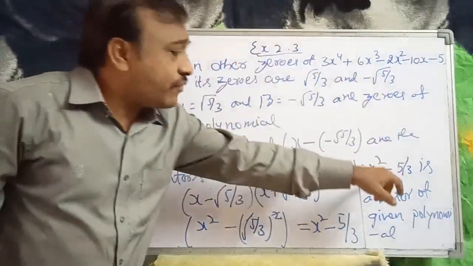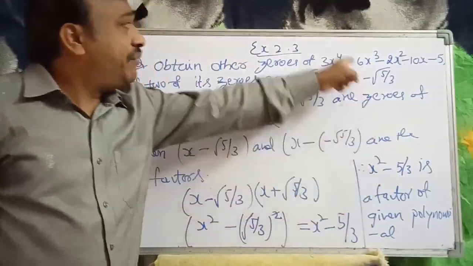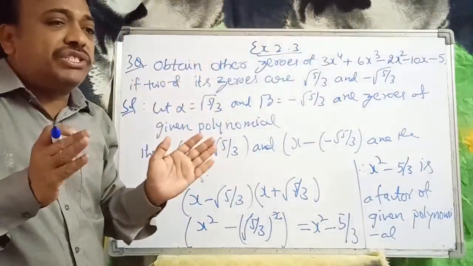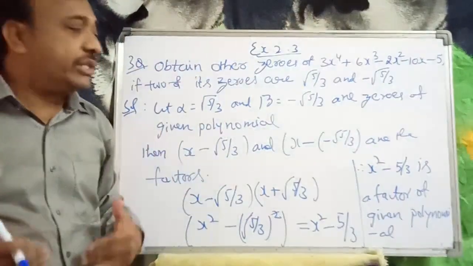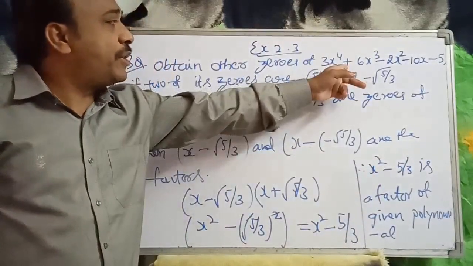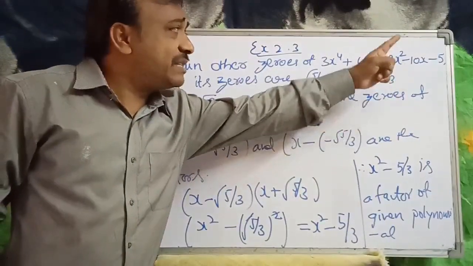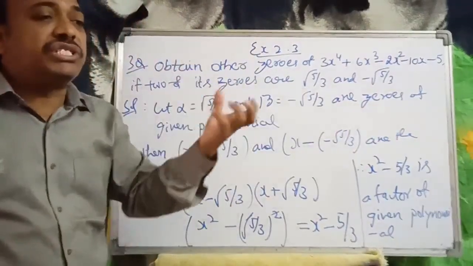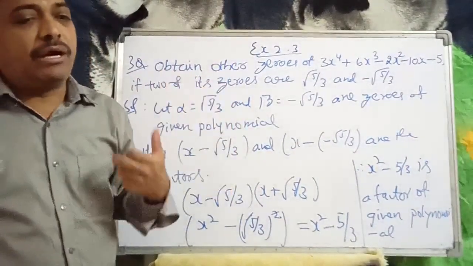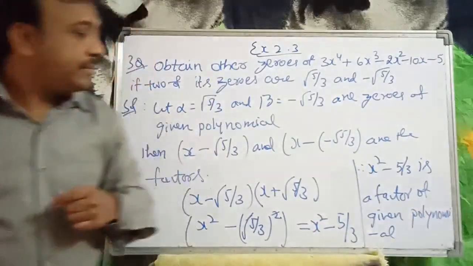Now with this factor, if you divide the given polynomial 3x power 4 plus 6x cube minus 2x square minus 10x minus 5, because this is a factor, you get a quotient. From that quotient, we will obtain the other two zeros.